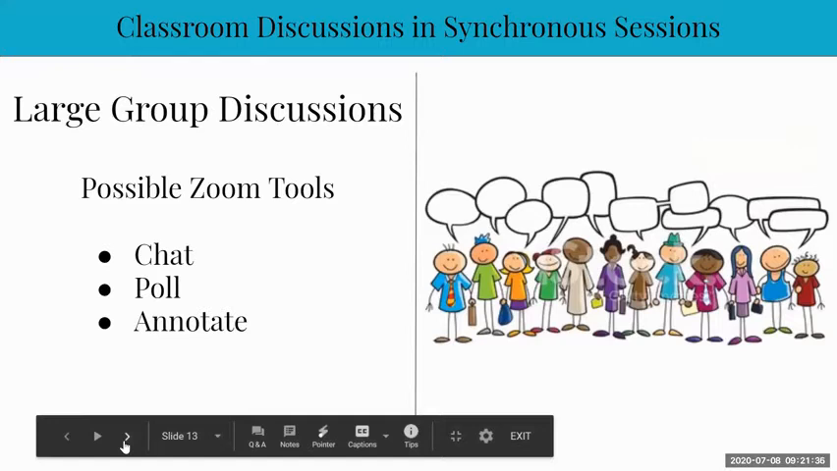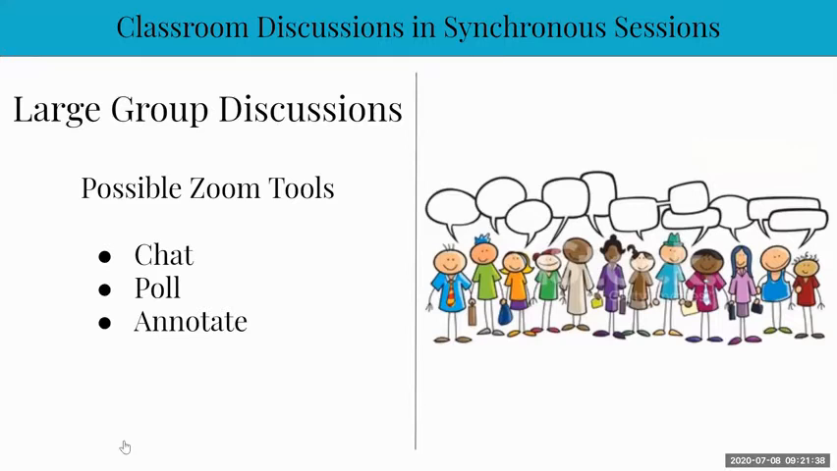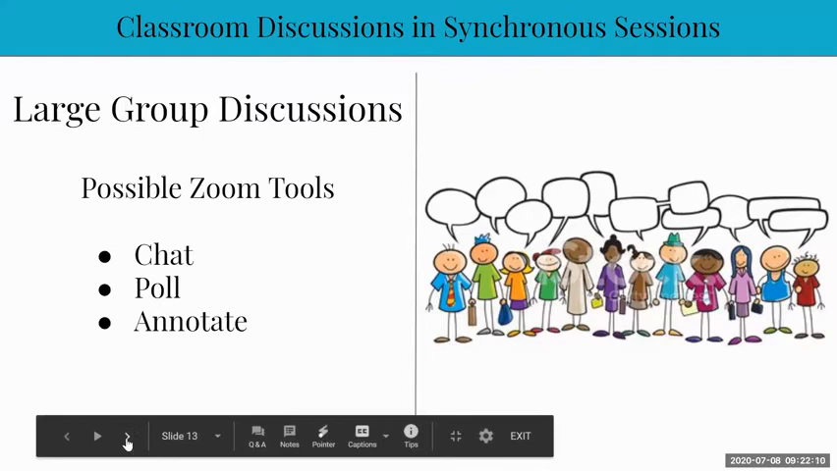So we are going to talk about 3 tools today, possible Zoom tools. We're going to talk about the chat, we're going to talk about the poll, and we're going to talk about the annotate feature. And we're going to talk about them in a way that we can use them in large group discussions, and we can use some of them in small group discussions, and we certainly can use them in the large group to launch small groups. So for a few minutes here, we're just going to stay in thinking about the large group, the large classroom discussion, and then later in the presentation, Marshall's going to take it back over and talk about how we do that in the smaller groups as well.